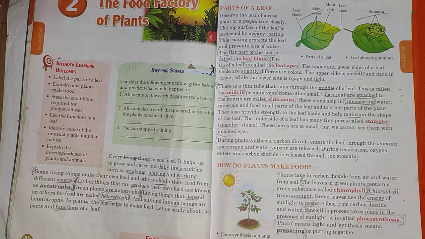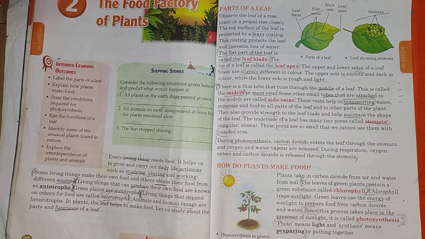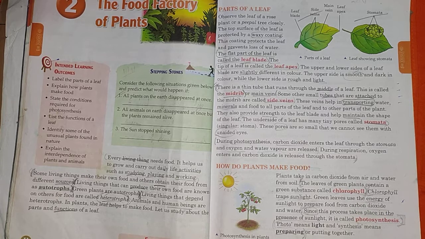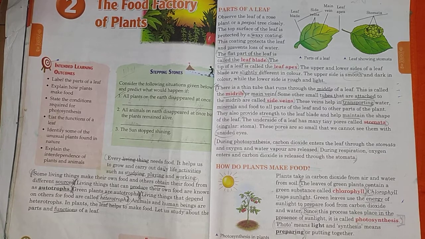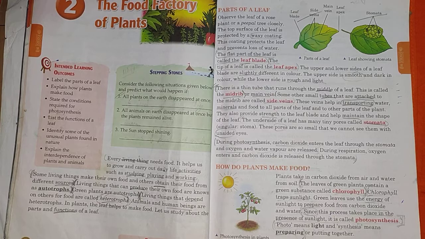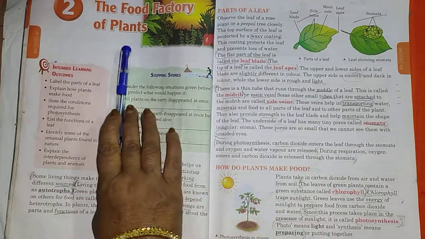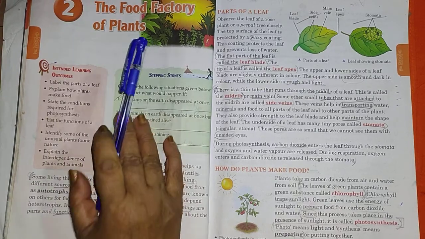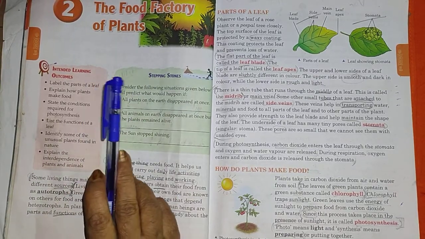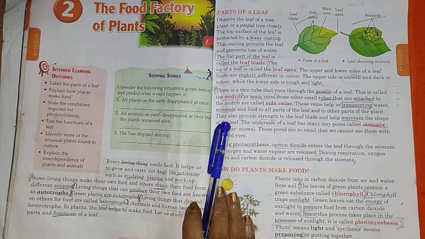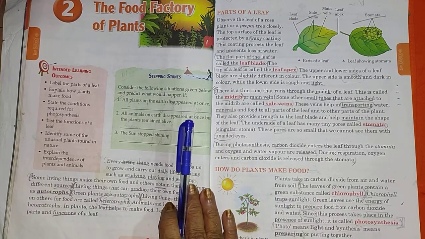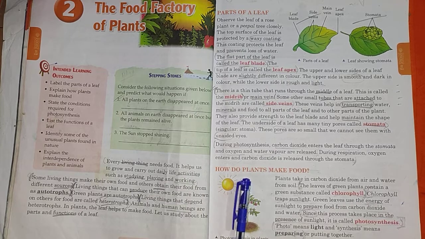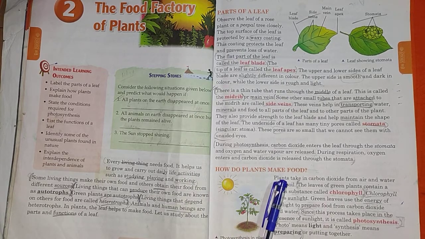Yesterday I had shown you a whole lot of leaves, isn't it so? Because we will be doing the revision of our second chapter, Food Factory of Plants. Which is the food factory? The leaves. So we had seen so many leaves yesterday and their structures. Now let us come to see how plants make their food.